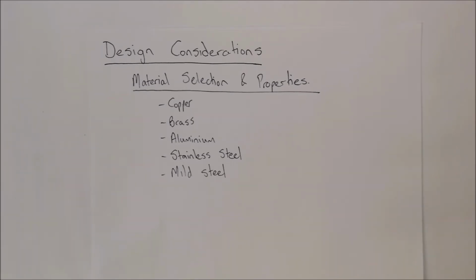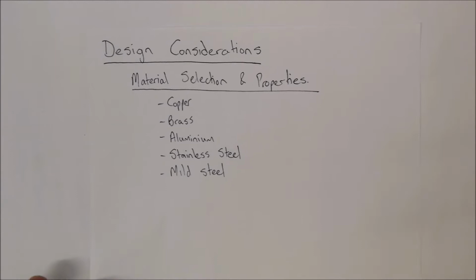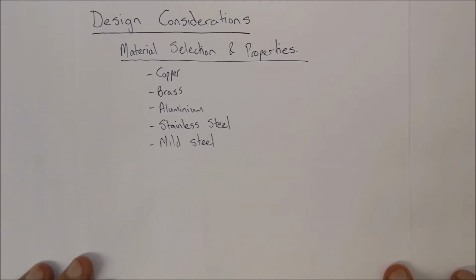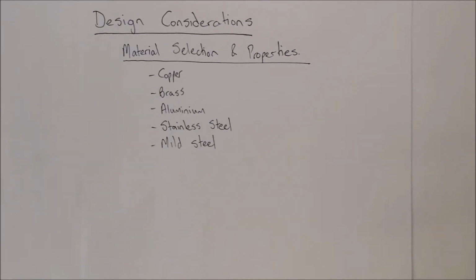So what we're going to be looking at is some design considerations of how different types of materials, maybe different shapes that are useful, and different ways you can manufacture things. In this way, you'll be able to use it in your different mechatronic applications. Okay, so over here I'm going to be talking about the material selection and properties, and we'll be looking at copper, brass, aluminium, stainless steel, and mild steel, and look at a few examples of how they are being used.